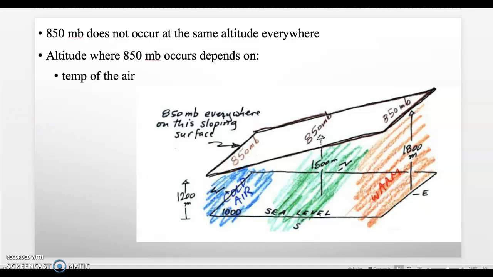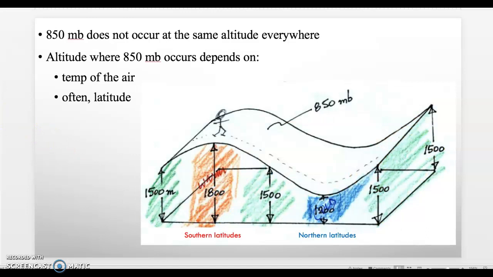All right. There's another thing that impacts the altitude of the 850 millibar chart and all upper level charts, and that is latitude. And that makes sense because the southern latitudes are warmer. So they're going to put up warmer columns of air that are less dense, and that 150 millibars of pressure is going to reach up to a higher altitude as opposed to the northern latitudes. So yes, it's the temperature of the air, but it's also really modulated by the latitudes.